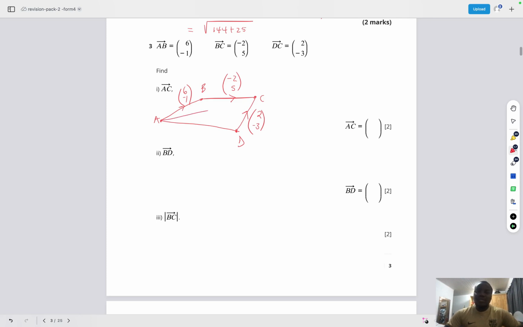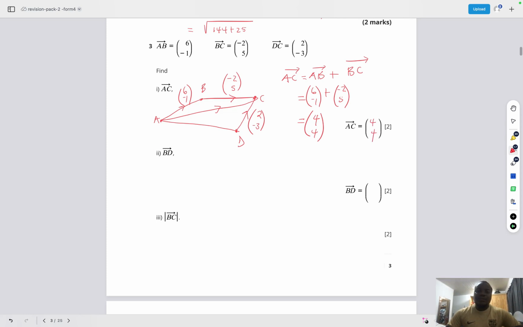Remember, to move from A to C like that, we need to go AB plus BC. So now AC means we are going to cover AB, this is why the diagram is important, plus BC. Okay, now if you look at this, these are already given. Our AB is 6, negative 1, plus our BC, which is negative 2 and 5. If we add these, we are finding that 6 plus negative 2 is 4. 1 plus 5 is 4 again. So this answer here should have been 4, 4.